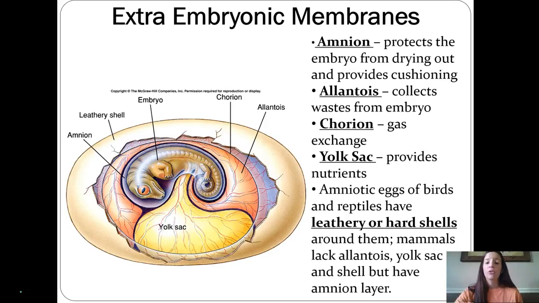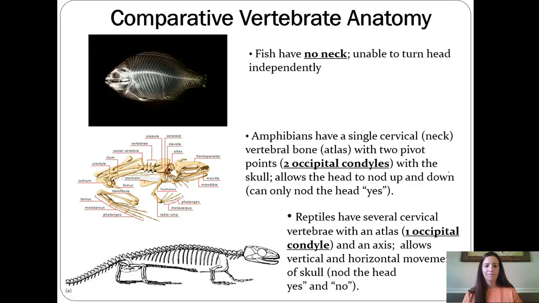And something to know is leathery or hard shells. These are what is in birds and reptiles, which is why they're still able to have these eggs outside of their body, whereas mammals don't have this, so they have that layer inside of their bodies.